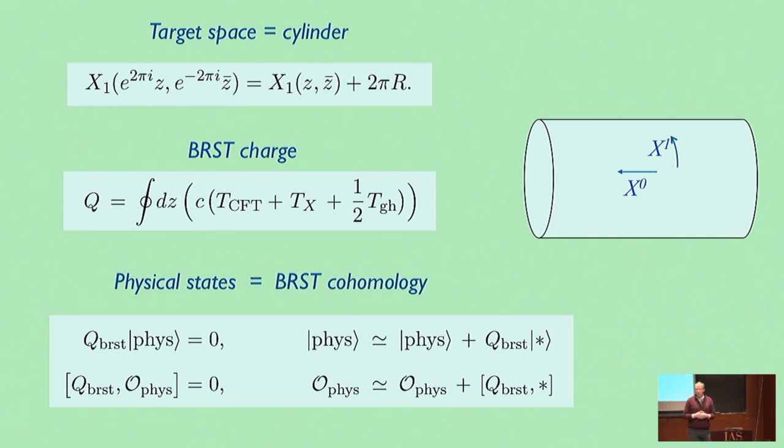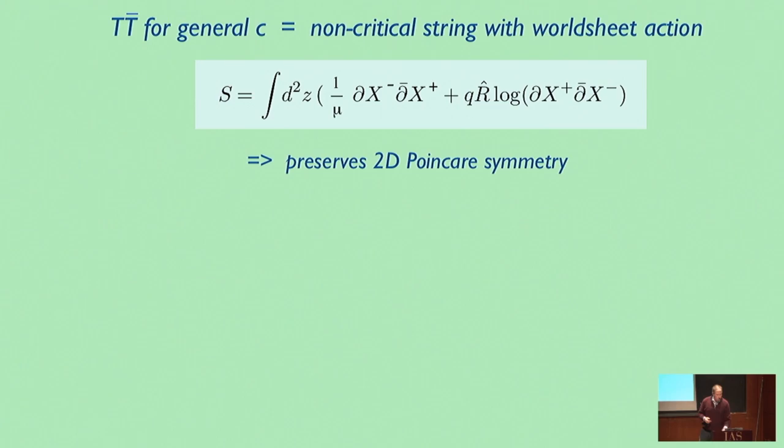Now you could say, well, okay, maybe c equals 24 is special. What's going on with those other values of c? It's not so hard, actually.